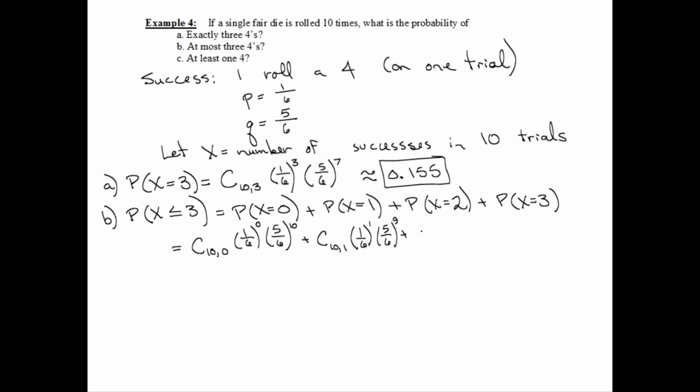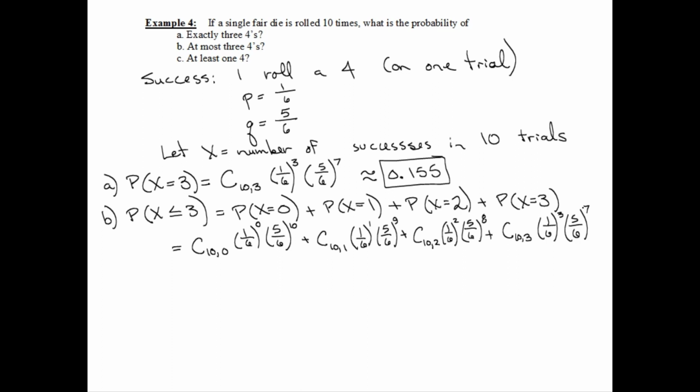Next, now we've got 2 successes, so we take the 10 trials, we choose 2 to be successful. Then we're going to have 1/6 raised to the number of successes, so 2. 5/6 raised to the number of failures, so 8. Next, we have 10 trials. We're going to choose 3 to be successful. 1/6 raised to the number of successes, so 3. 5/6 raised to the number of failures. This last term is actually the same calculation we did in part A.